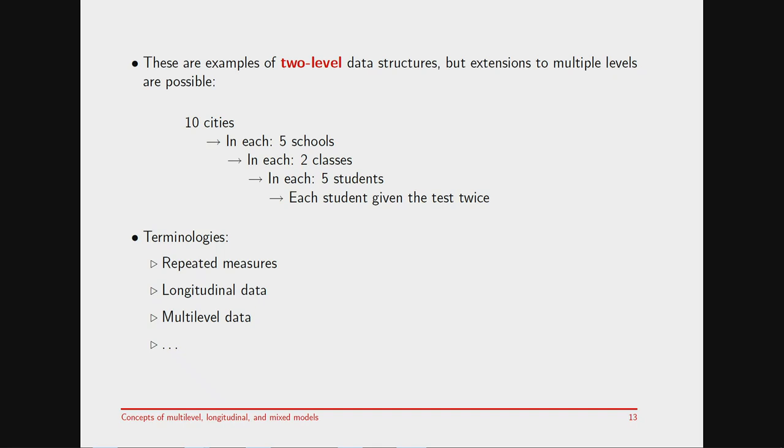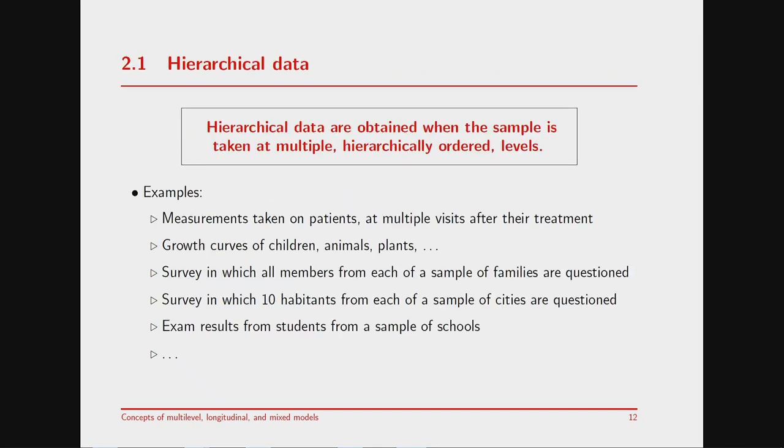And yes, there are subtle differences. You would never call a data set with these habitants in the cities a longitudinal data set, unless you would repeat that and question these 10 habitants a second time later on, or a third time later on. But then you would move to a 3-level data structure, because you would have the cities, the habitants, and measurements within the habitants over time. Then you have an additional level in your data set. But if you don't have that time dimension, it's not a longitudinal study.